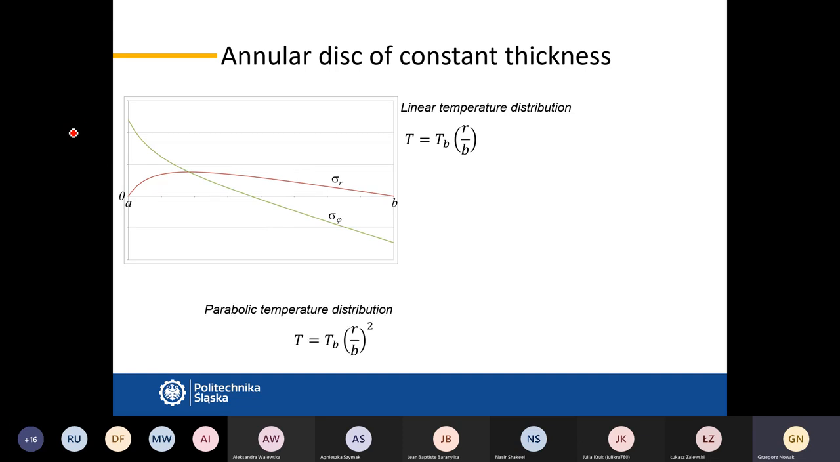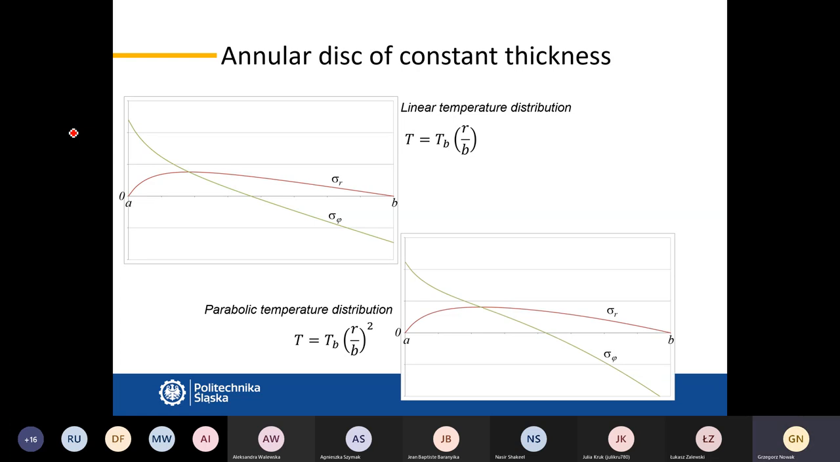If the distribution was parabolic, it is quite similar. The distributions are slightly more curved, but the distributions are quite similar, as you observe here. Both the values and the distributions are slightly different, of course. Not much, but the stress distribution is quite similar.